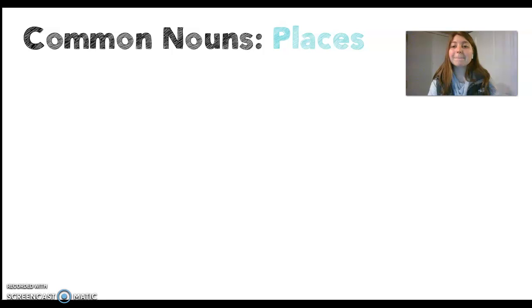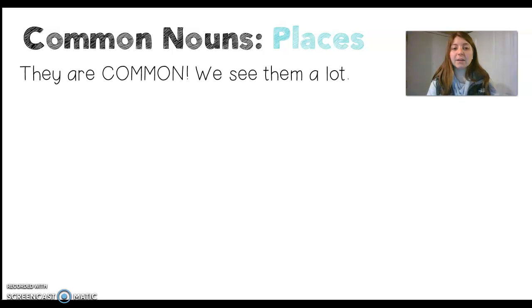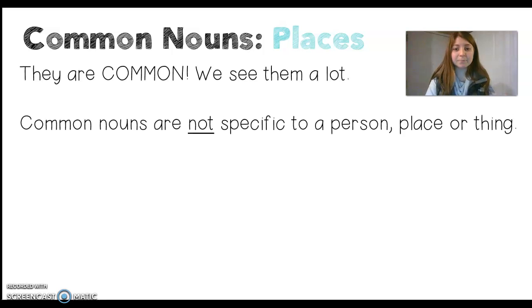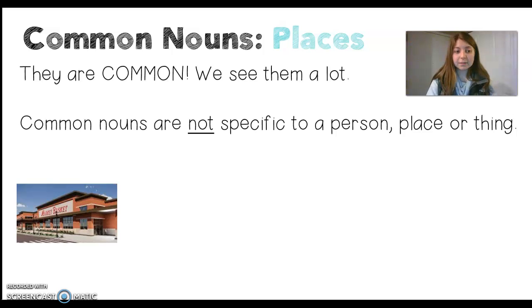Now let's talk about places being common nouns. So remember, common nouns, we see them a lot. They're common. Places are common. We see them all the time, everywhere we go, every day. But they're not specific to a person, place, or thing. So this is a picture of Market Basket, but the common noun we're going to use is grocery store.